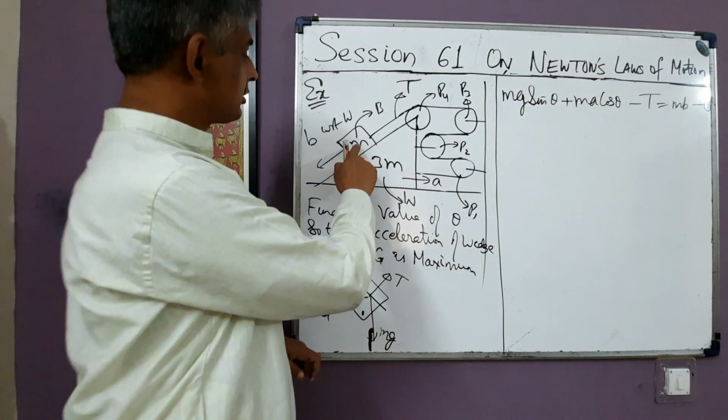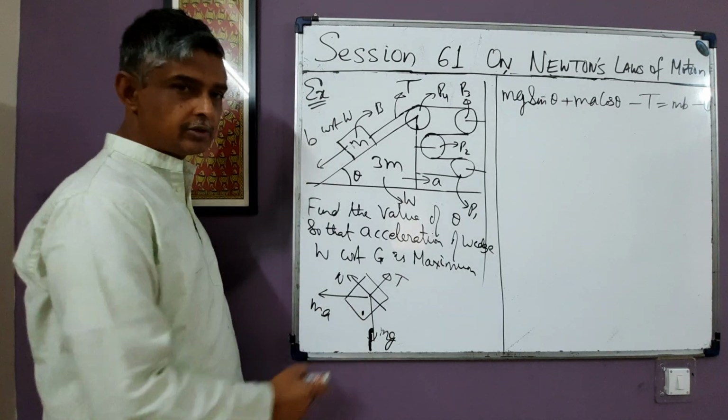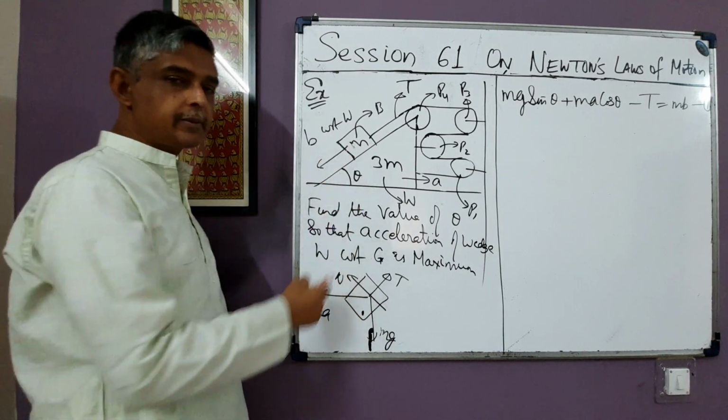Fine. I draw the free body of M with respect to ground. Here I do the free body of M with respect to wedge. Now I draw the free body of block with respect to ground.